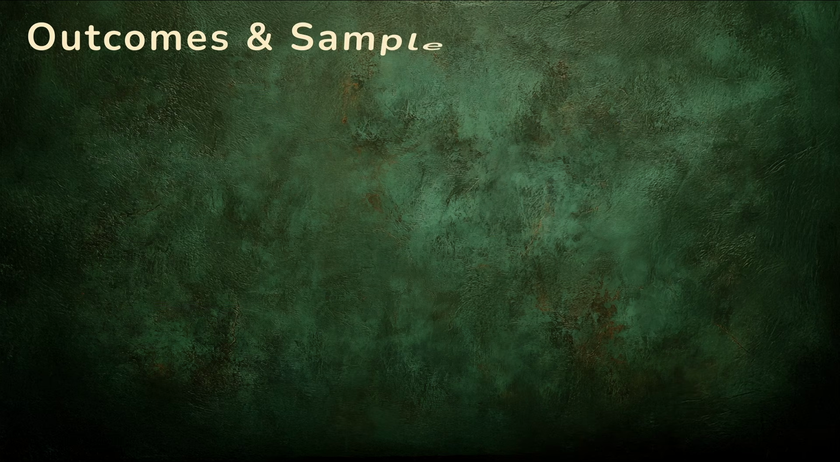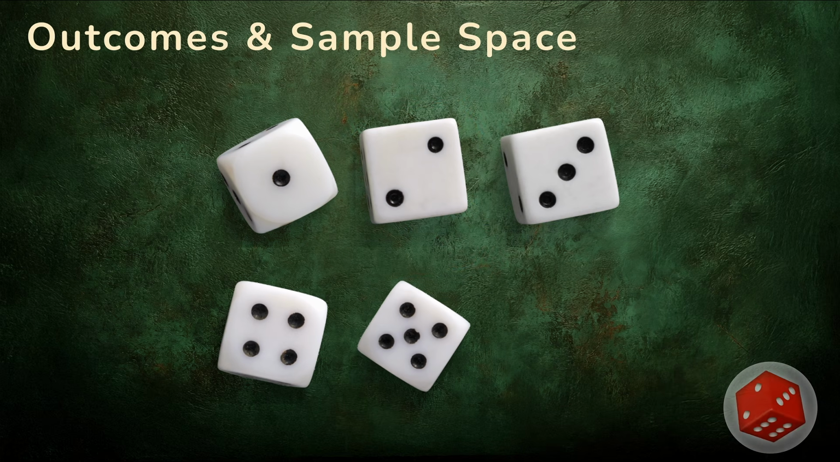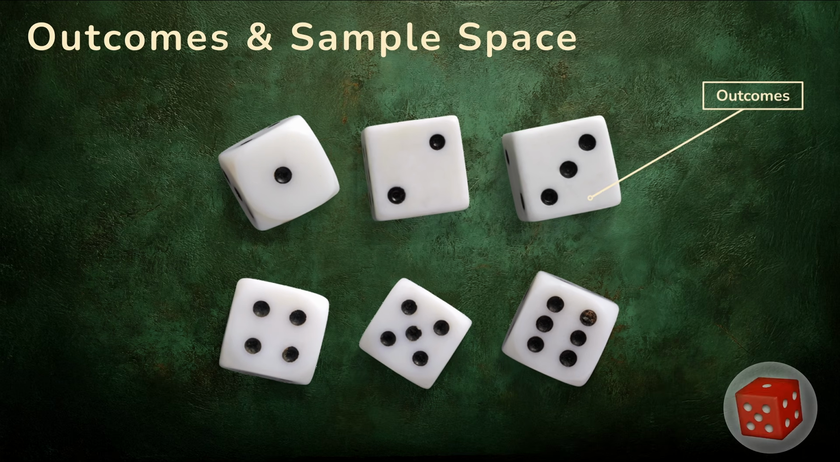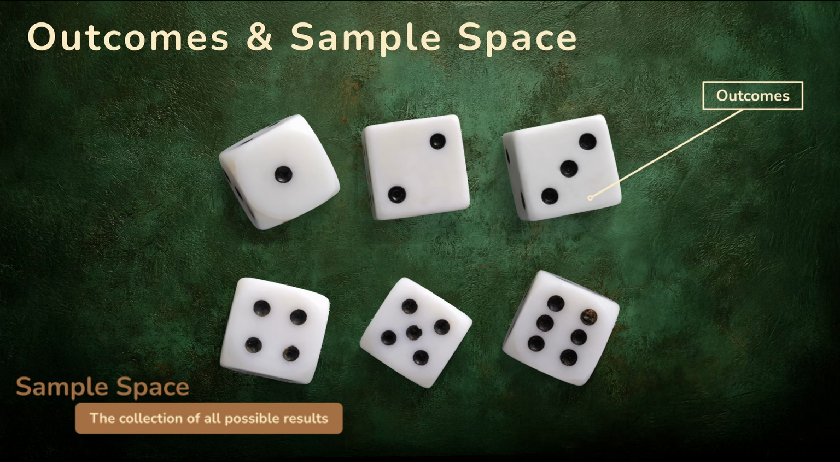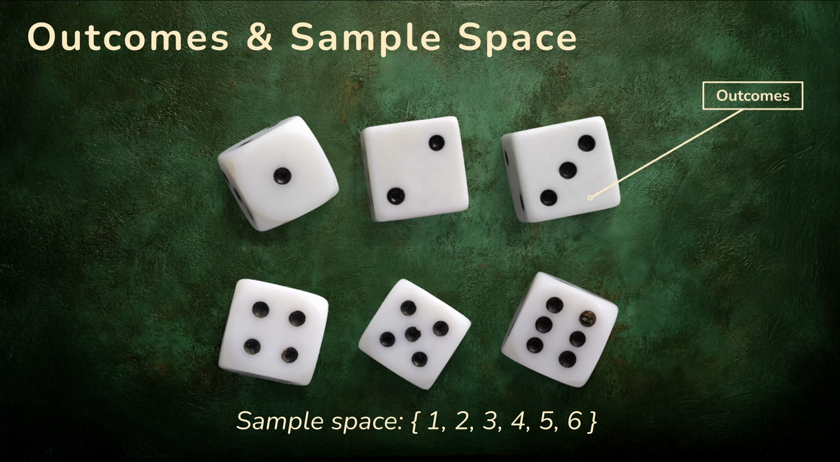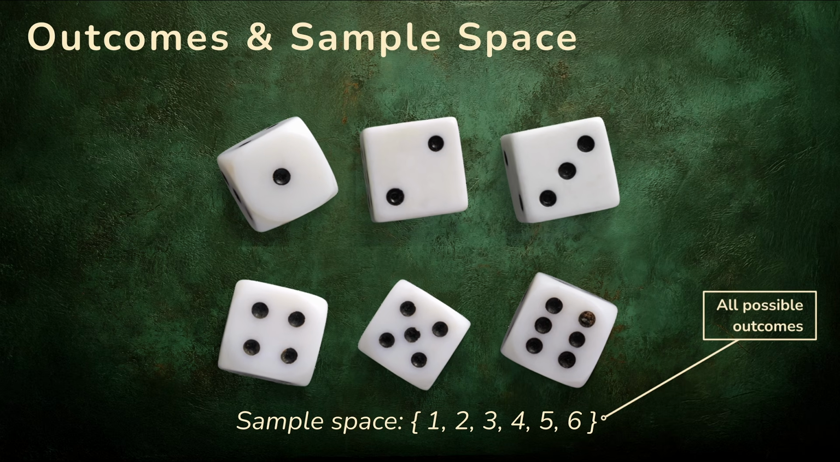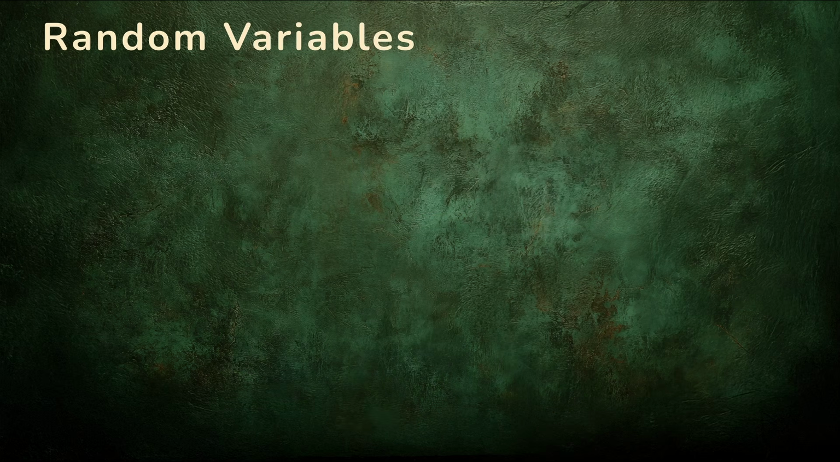Suppose you roll a six-sided die. There are 6 possible things that can happen. You can roll a 1, 2, 3, 4, 5, or 6. Each of these is called an outcome. The collection of all possible outcomes is called the sample space. For a die, the sample space is simply 1, 2, 3, 4, 5, 6. Every outcome lives inside the sample space, and the sample space contains all possible outcomes. Nothing more, nothing less.